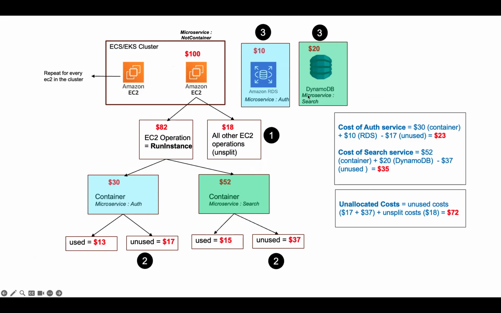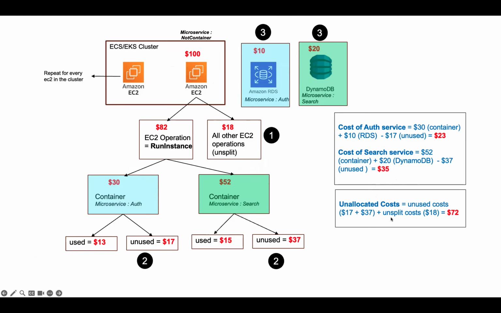Similarly, the cost of running the search microservice is 20 plus $15, which is $35, right? That's what this shows here. And all the other costs are basically unallocated. So the costs that correspond to the data transfer or the unused costs, all of these are unallocated to the container. They're not associated with the containers. So the unallocated cost will be 18 plus 17 plus 37, and that's about $72, right?